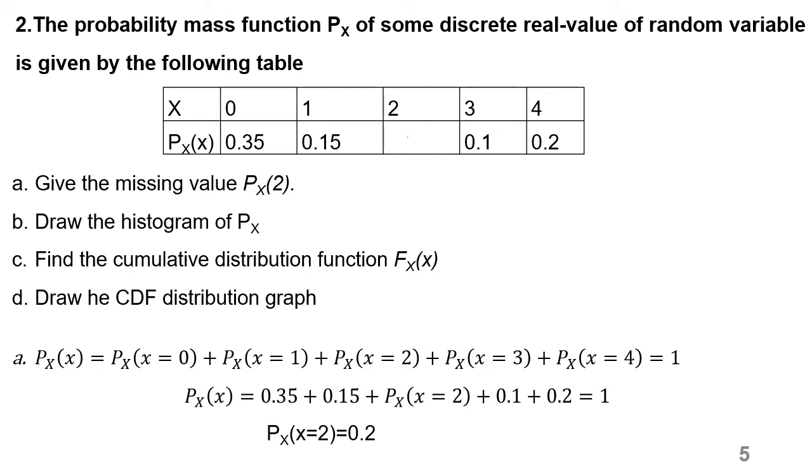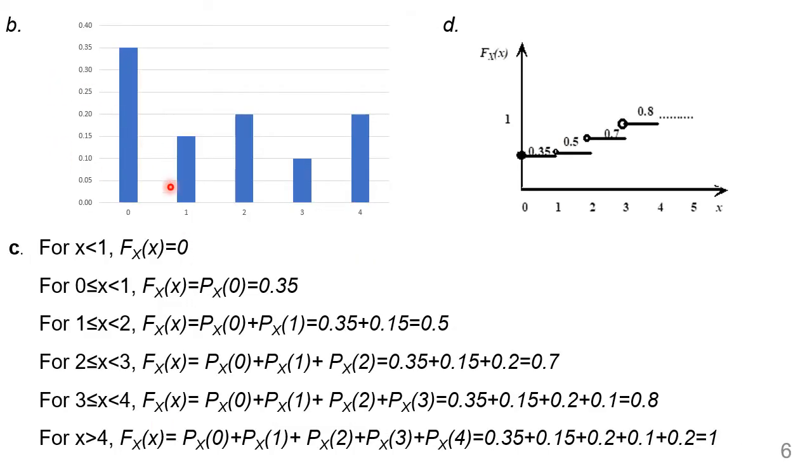We can complete the table. So we have this as 0.2. This is also given as Fx of 2. This plot gives us the histogram of the PMF function. For 0 it is 0.35, for 1 it is 0.15, for 2 it is 0.2, for 3 it is 0.1, and so on.